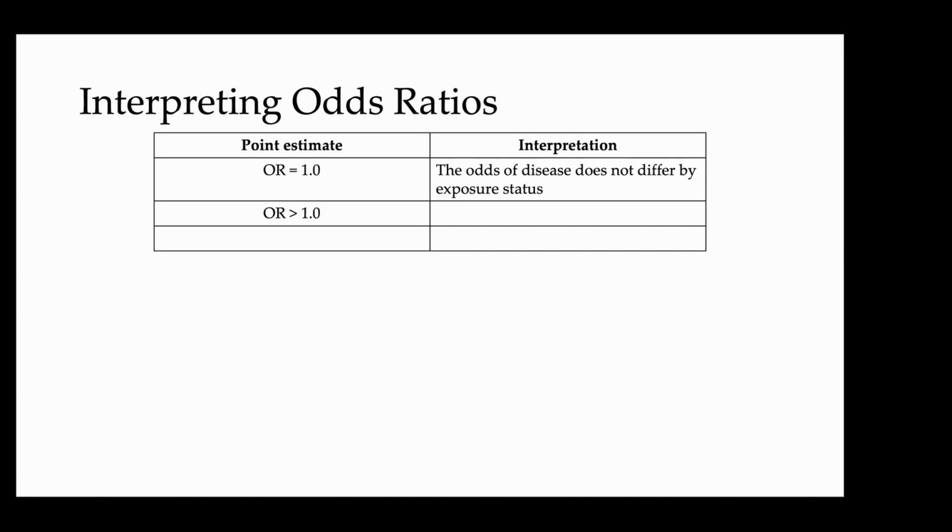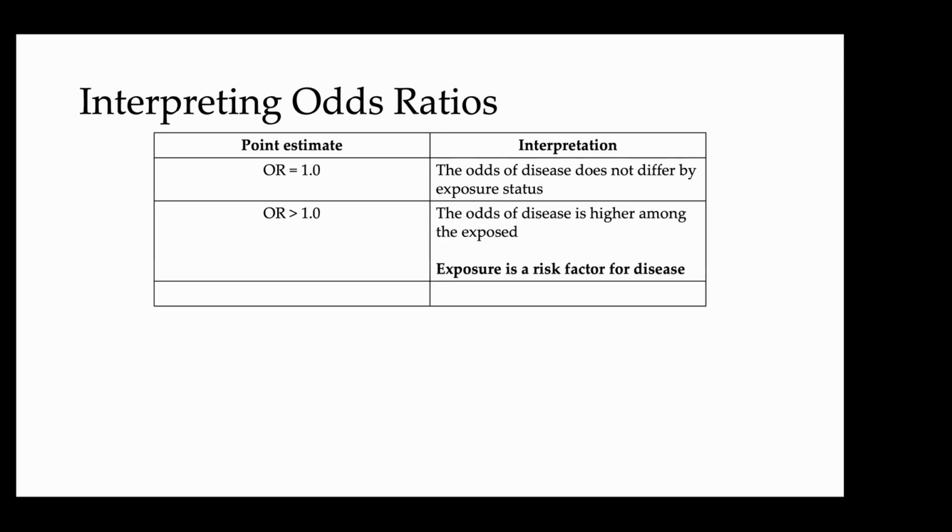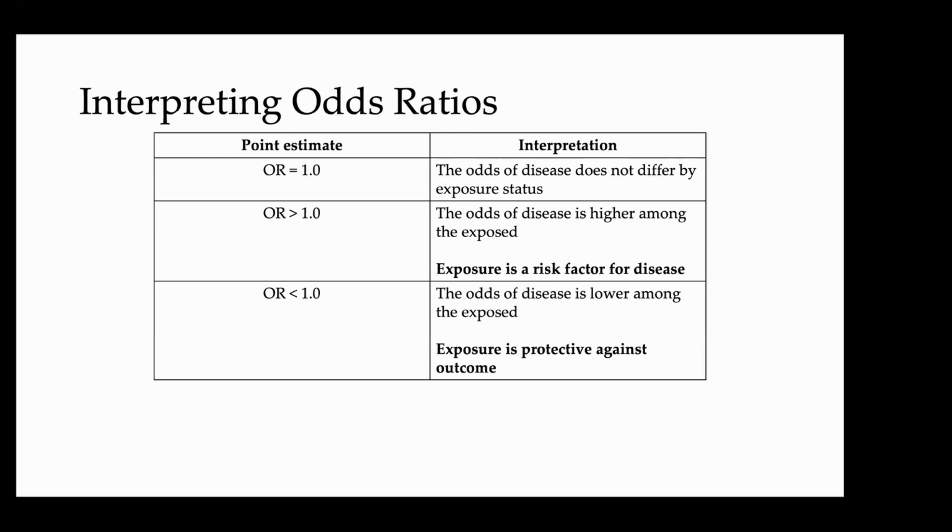If our odds ratio is greater than 1, that means what's in our numerator is higher than our denominator. So the odds of disease is higher among our exposed, and that exposure is a risk factor for disease. If our odds ratio is less than 1, that means our denominator is larger, and the odds of disease is lower among the exposed, and that exposure is protective against an outcome.